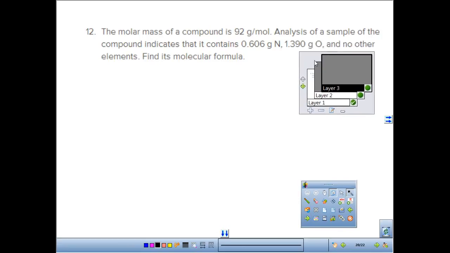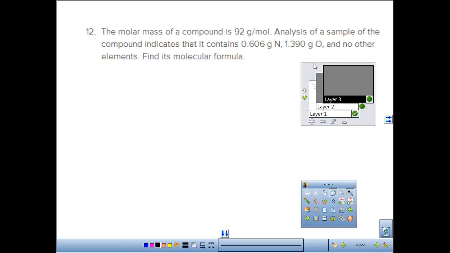In this example, it says the molar mass of a compound is 90 grams per mole. Analysis of a sample indicates so many grams of nitrogen and oxygen. So instead of starting with the percentages, they're just going to give us the grams of nitrogen and oxygen. So we don't even need to do percent. Find the molecular formula. Now, whenever you do these, step number 1, find the empirical first.